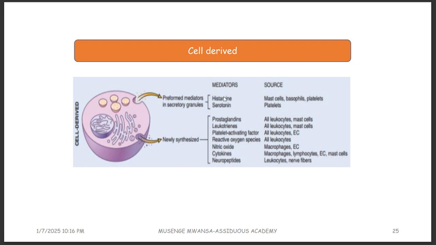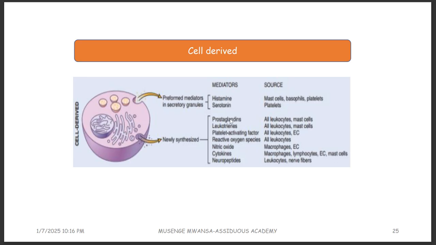Of the already formed, you have histamine, which is released by mast cells, basophils, and platelets. This one is also important in asthma. There's also serotonin, which is released by platelets. Please take note of the cells releasing them. You only have two which are preformed. Your exam, your test one.